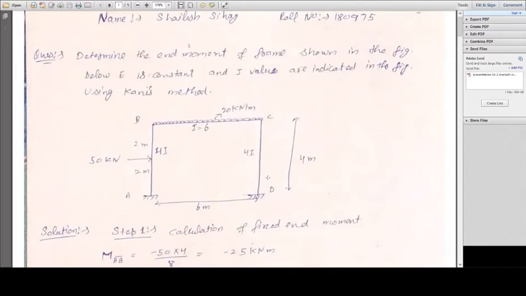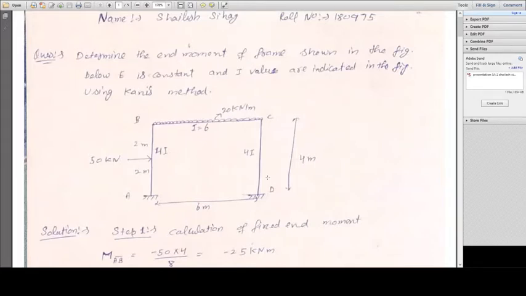So here it is given this is a sway frame problem and we have to solve it using Kani's method. The question is to determine the end moments of the frame shown in the figure. E is constant and I values are indicated in the figure.